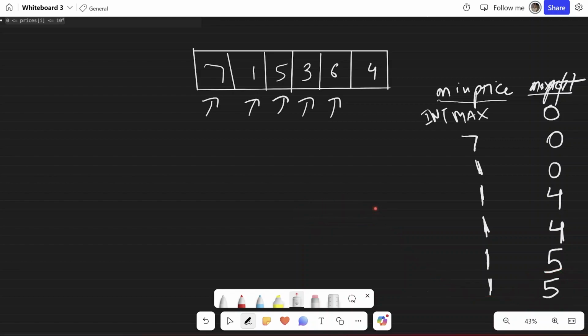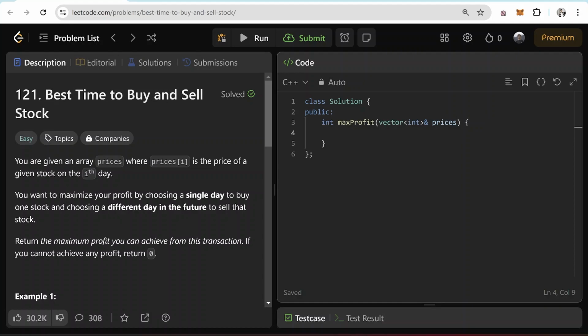Now let's see how we'll implement this in code. We are given a function called maxProfit and an integer vector of type int called prices. Now what did we discuss? We'll take two variables called min price and max profit. And min price I'll assign to a very large value, which is int max. And max profit initially I'll take 0. Now I'll iterate over this prices vector.